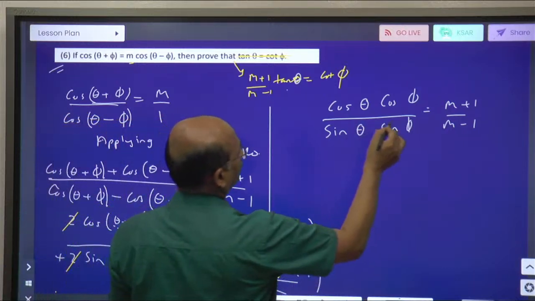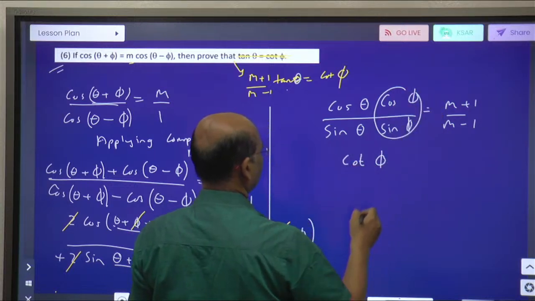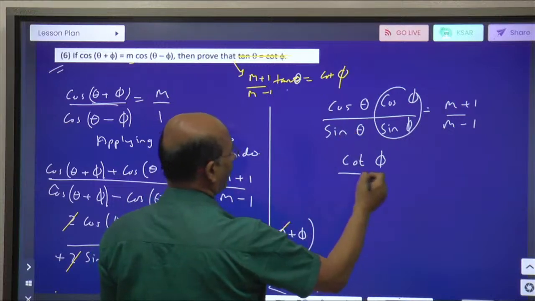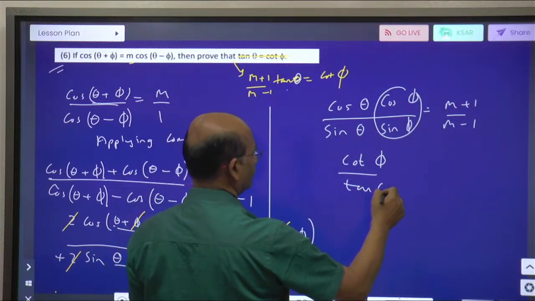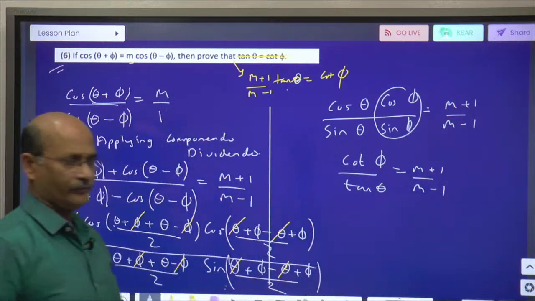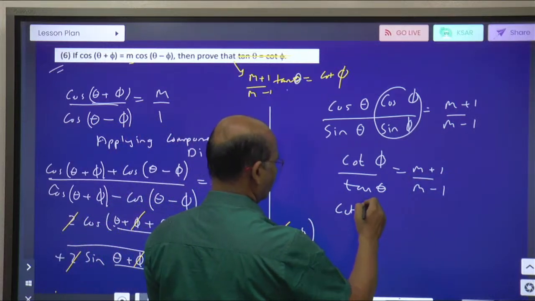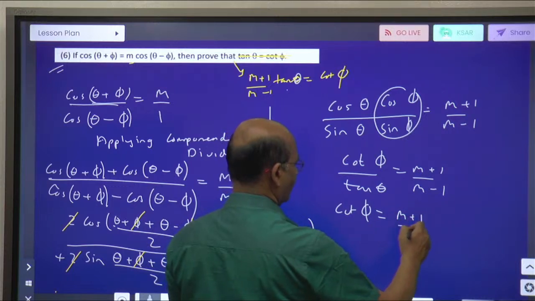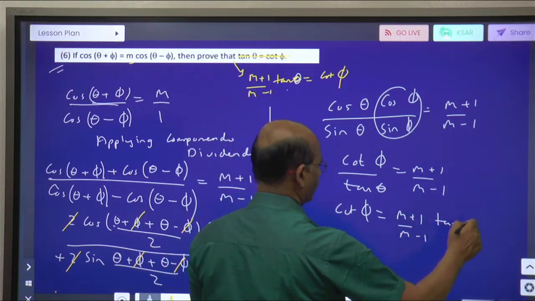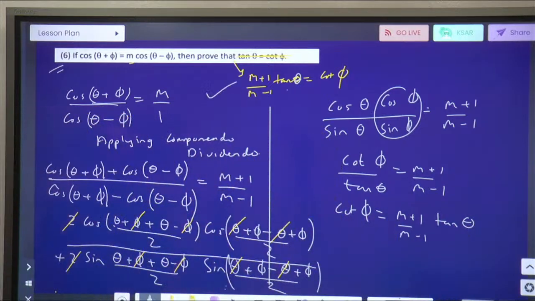Now look, cos psi upon sin psi will become cot psi. Now I can write tan theta is equal to m plus 1 upon m minus 1. So what happens, cross multiply, cot psi will be equal to m plus 1 upon m minus 1 into tan theta. That's what they are asking us to prove. Think properly here.